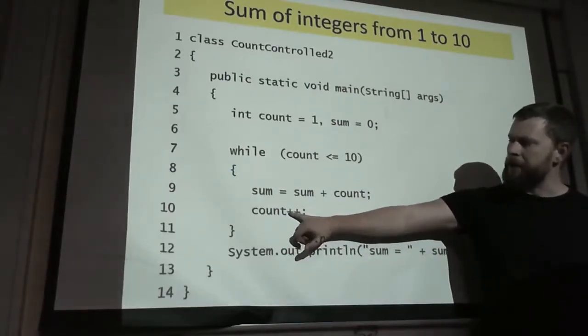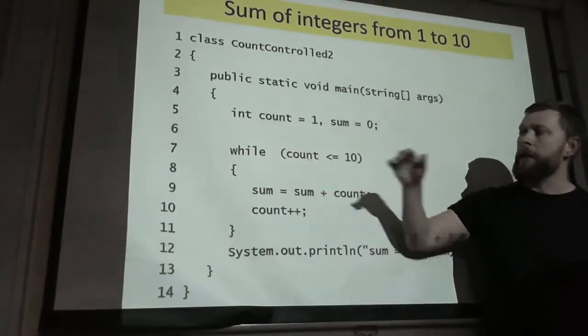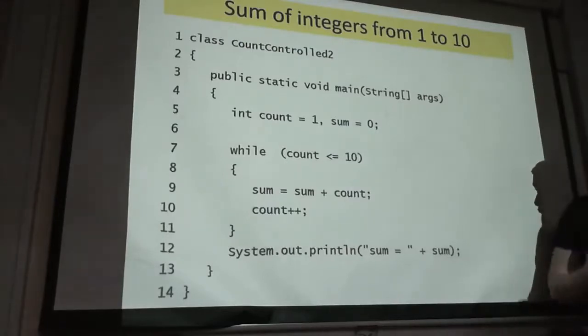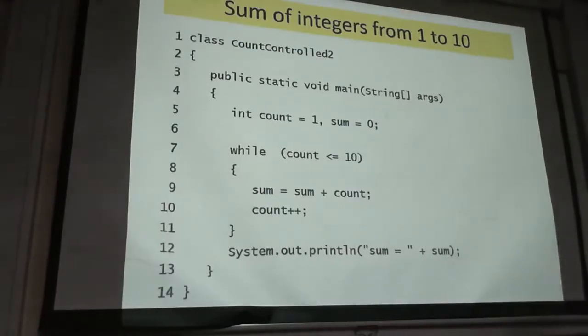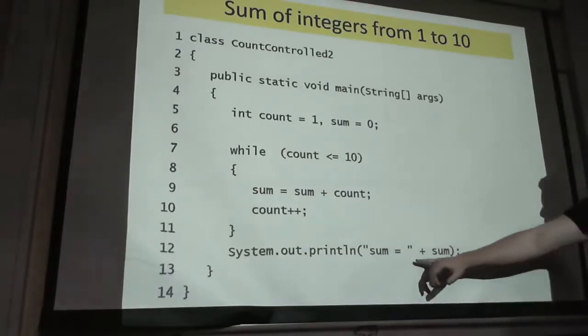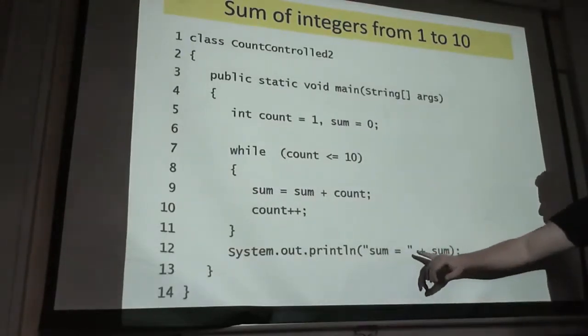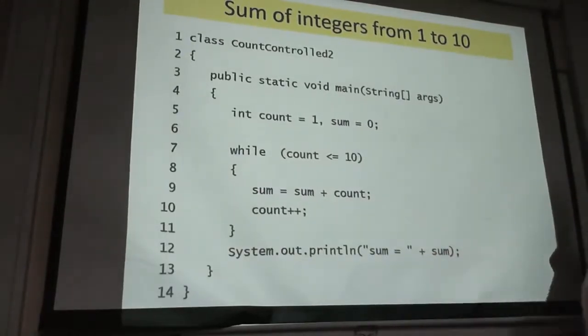This is the key thing that's changing on line number 10, because eventually we will get to the point where count is no longer less than or equal to 10. For us, it'll be when count hits 11. When count hits 11, that's it, we're finished. The loop will finish, it'll come back here to line number 12, where it'll print out the sum is equal to, and whatever the answer is there, which is 55, I think.